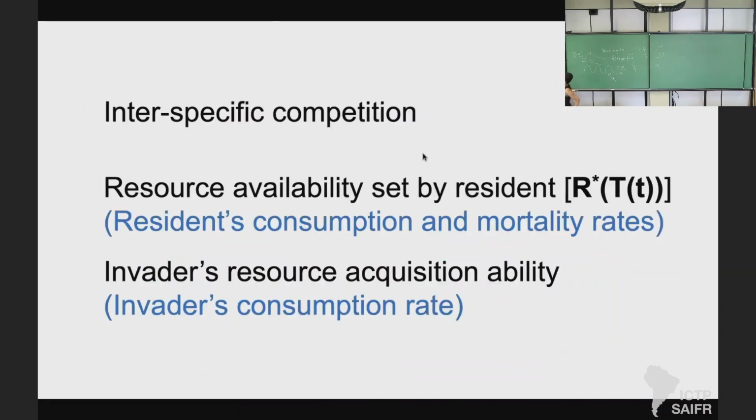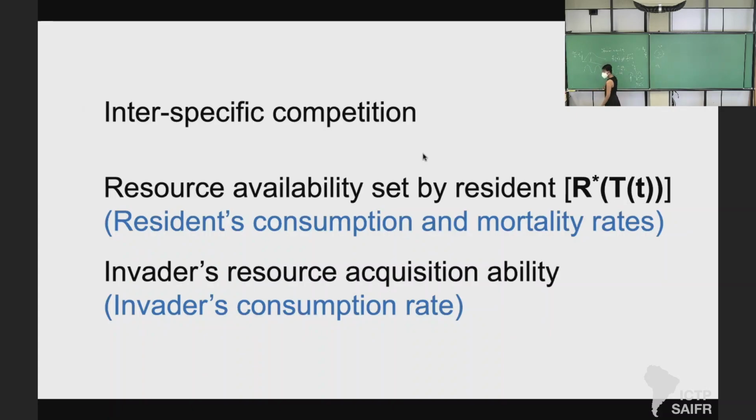So interspecific competition, remember, has two things. Resource availability is set by the resident, which is a function of the resident's consumption and mortality rate, and the invader's resource acquisition ability, which is the invader's consumption rate. We already know this is a Gaussian, right? The attack rate is a Gaussian. Now, how do we work that out? Because that has A over D. So A is a Gaussian divided by a D, that's an exponential.